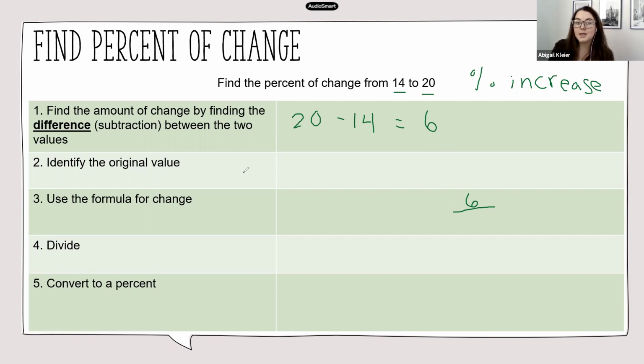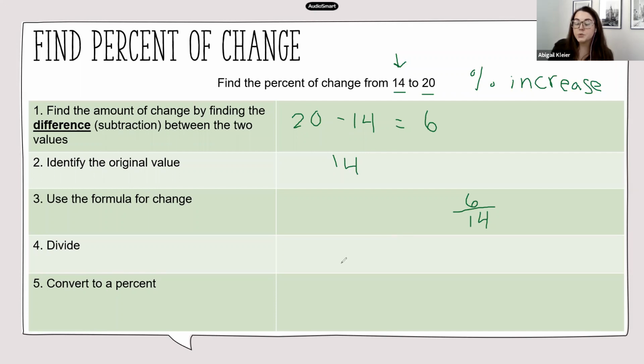Our second step is identifying the original value of this problem. So the original value is the number where we started. We started at 14. That is the original value for our problem. And our original value is going to come down here and be our denominator. So based on what we've done so far, our numerator is always going to be the difference between the two numbers that we're working with, and our denominator is going to be our original value.